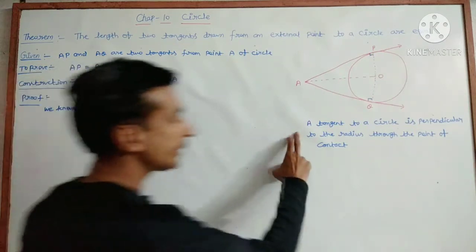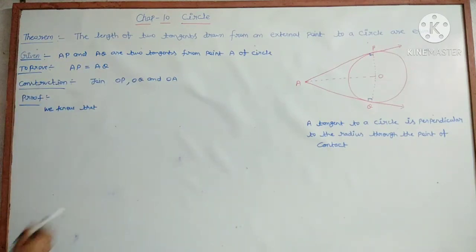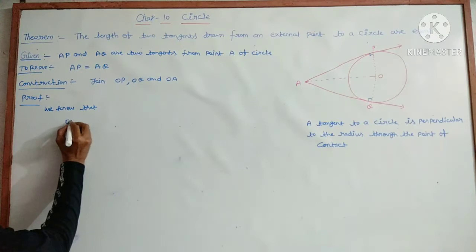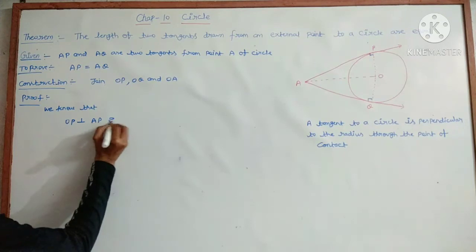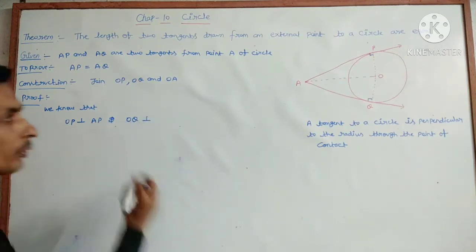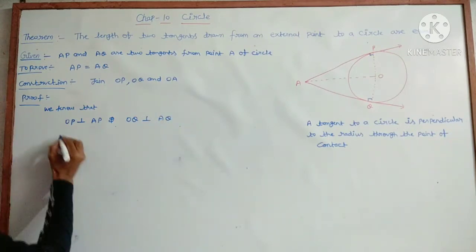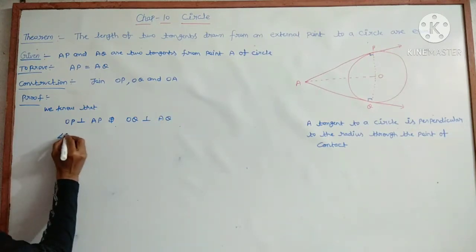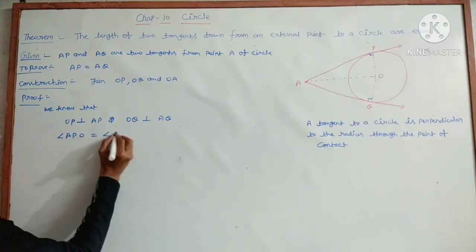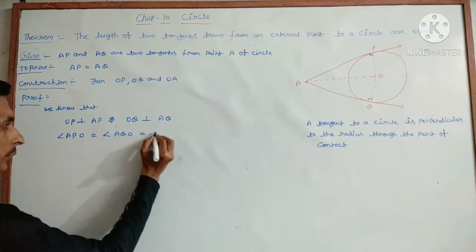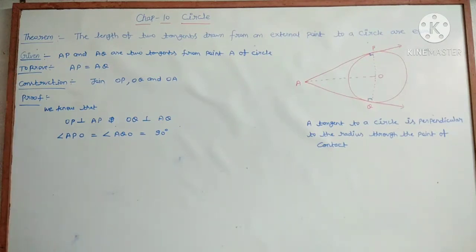We know that a tangent to a circle is perpendicular to the radius through the point of contact. So that means OP is perpendicular to AP, and OQ is perpendicular to AQ. Okay, so now you can write angle APO equal to angle AQO equal to 90 degrees, by the help of this one. So this point you can understand.